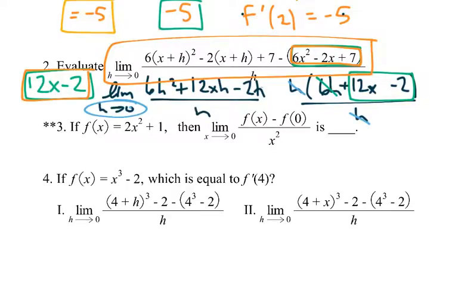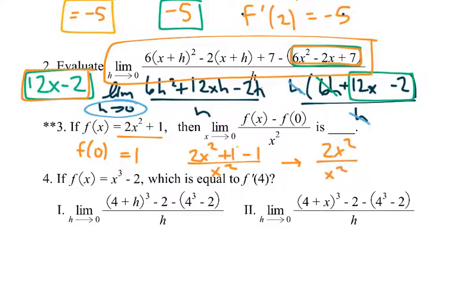If f of x equals 2x squared plus 1, then the limit as x approaches 0 of f of x minus f of 0 over x squared is blank. This is really just a limits question. f of x is that. f of 0 is 1. And so we've got 2x squared plus 1 minus 1 over x squared, which simplifies to 2x squared over x squared, because the 1s go away. And the x squareds cancel out, and I'm just left with 2. So the answer is 2.